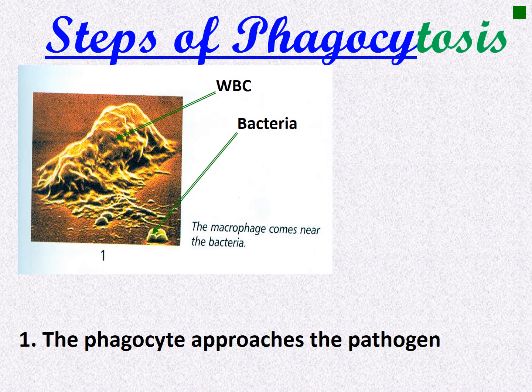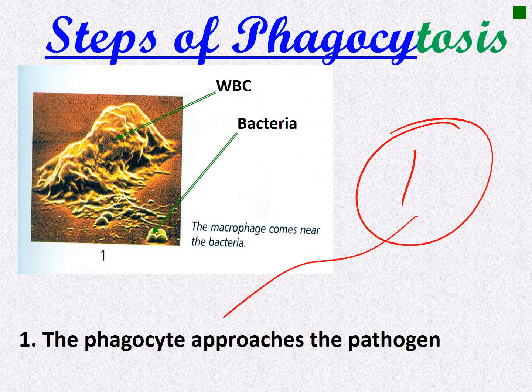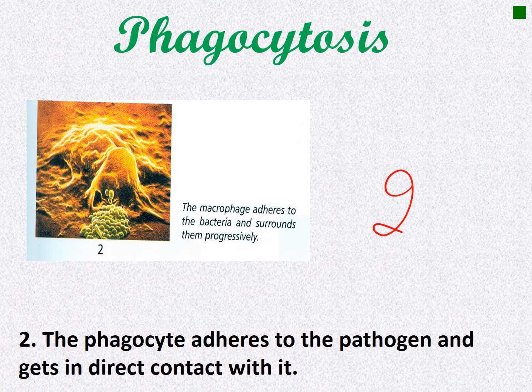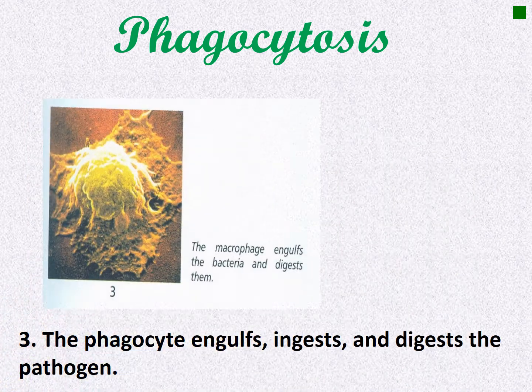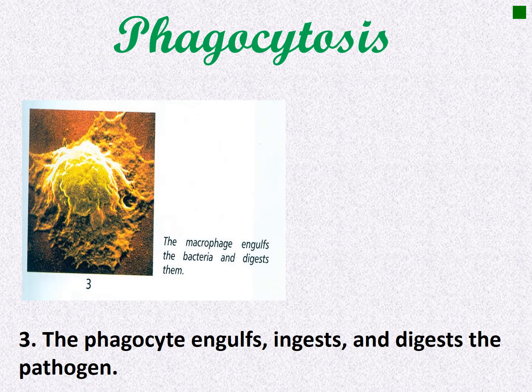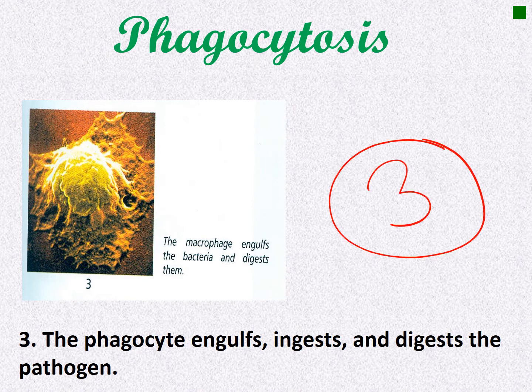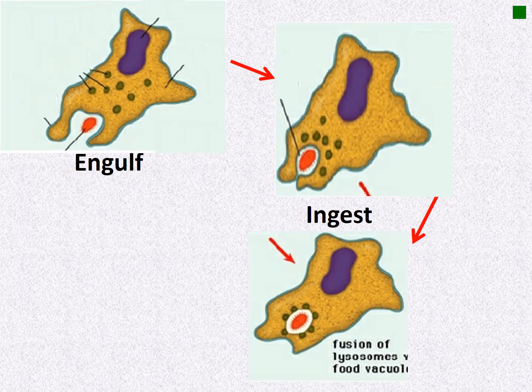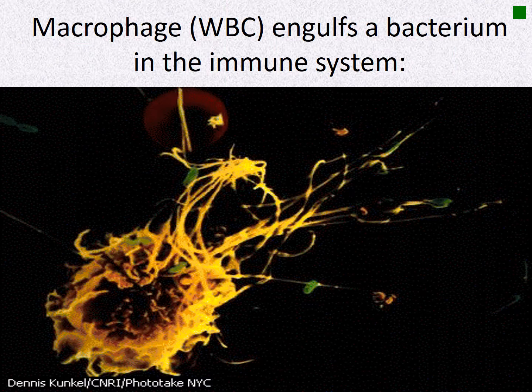Different steps of phagocytosis. Step number 1, the phagocyte, which is a monocyte or granulocyte, is going to approach toward the pathogen. Number 2, the phagocyte will adhere to the pathogen and get in direct contact with this pathogen. Number 3, the phagocyte will engulf, ingest, and finally digest the pathogen, which is step number 3 of phagocytosis, and this is an important process. So here we have engulfing, ingesting, and finally digesting of the pathogen.